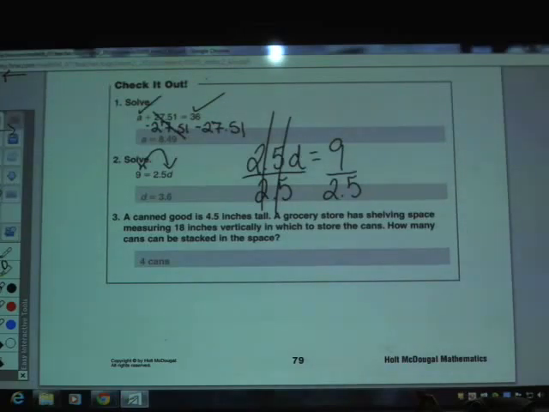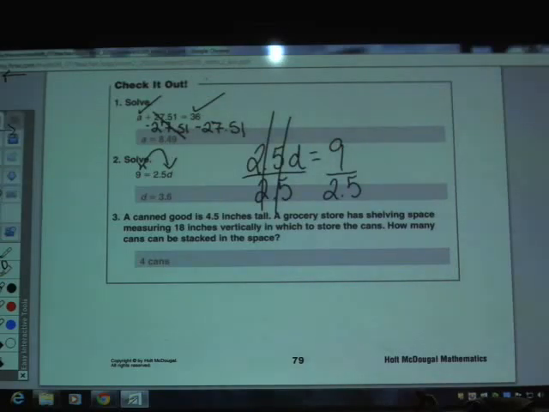Okay, here's our story problem. It says a canned good is 4.5 inches tall, and a grocery store has shelving space measuring 18 inches vertically in which to store the cans. How many cans can be stacked in the space? So again, since this is in the section about writing and solving an equation, chances are they want us to write and or solve an equation here.